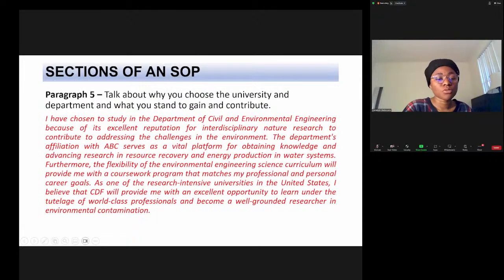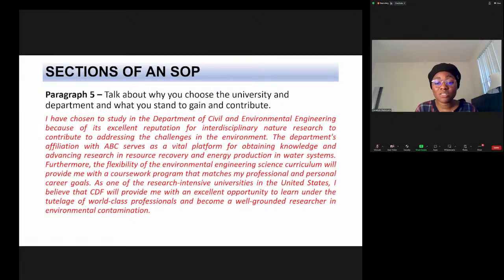Now the person came to the next paragraph, talking about why you're choosing the department, why you're choosing the program, why you're applying to this university. The person first started off with why they're applying to the department. The person said, okay, because they have a reputation for interdisciplinary research. And the person went ahead to say, the department's affiliation with a center. So it means there's a center this department is affiliated with. The person is able to know it because the person has done research. The person has gone to the departmental website, finding out what is unique about this department.